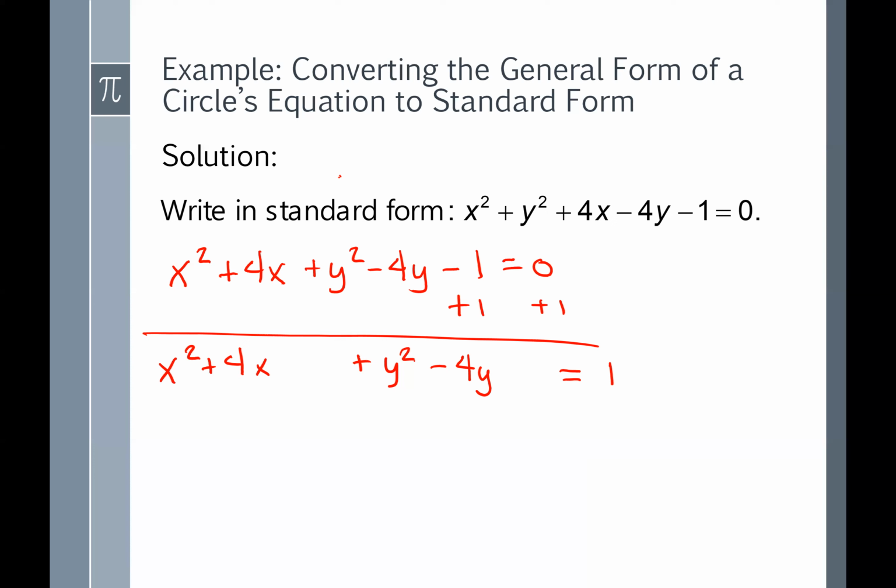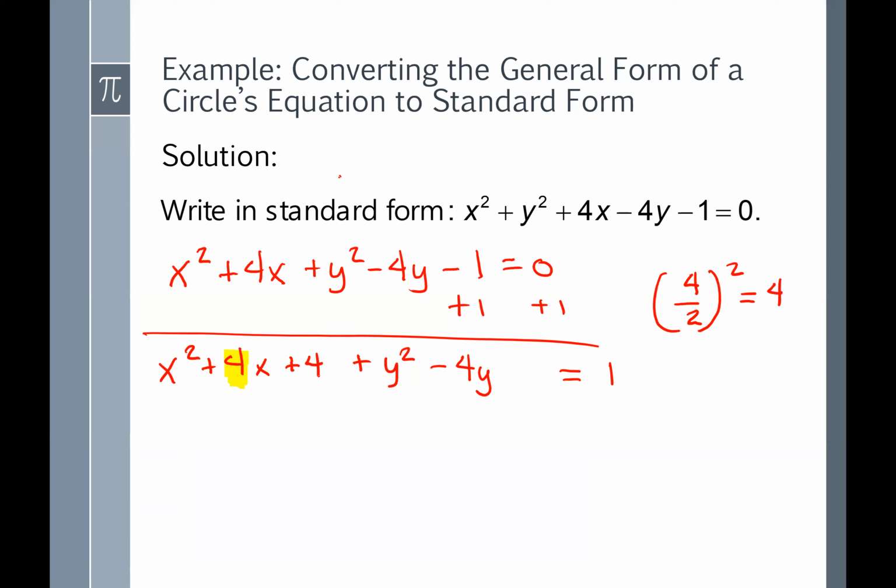And how do you find that appropriate constant? Well, you're going to take the coefficient on your x. You're going to divide that by 2. 4 divided by 2 is 2. And then you're going to square that. 2 squared is 4. So that's what I'm going to add to these two terms to make that a perfect square trinomial. So I take the 4, I divide it by 2, and then I square that result. And I'm going to add that right there.